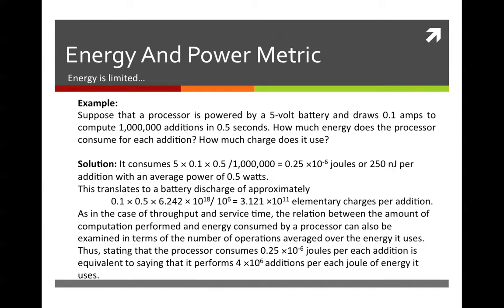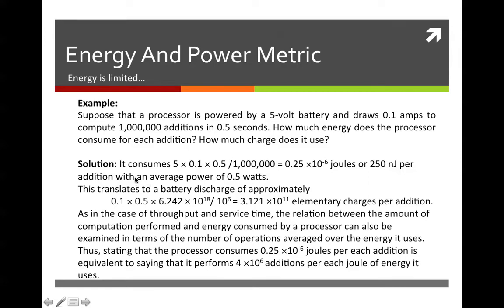So here is an example, which is also in my lecture notes, and we discussed it a little bit towards the end of the second class during the third week. Say a processor is powered by a 5-volt battery and draws 0.1 amps to compute 1 million additions in 0.5 seconds. How much energy does the processor consume for each addition? How much charge does it use? In the class I didn't put this many additions. I just simply used one addition, which would have been erroneous. So I stand corrected here.